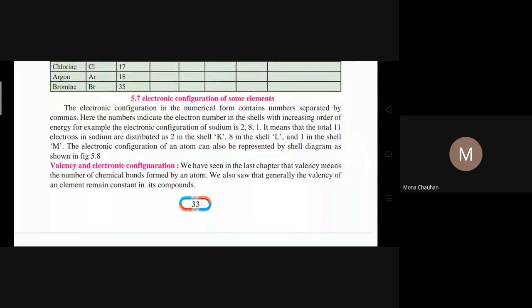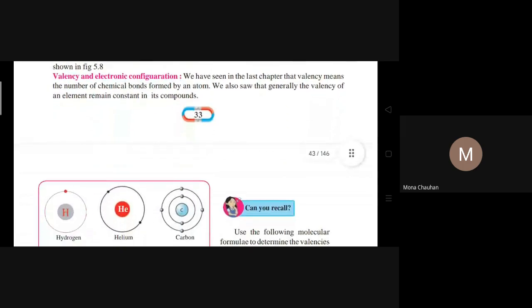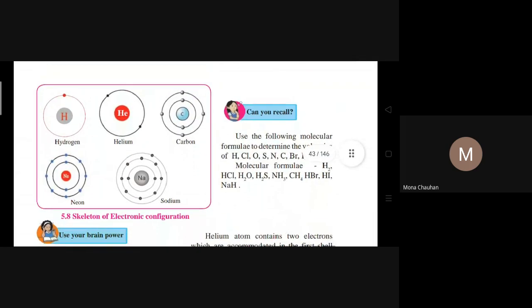We arranged the electrons, wrote the electronic configuration according to increasing energy level. It means that the total 11 electrons in sodium are distributed 2 in the shell K, 8 in the shell L and 1 in the shell M, that we just now did. The electronic configuration of an atom can also be represented by shell diagram as shown in figure 5.8.